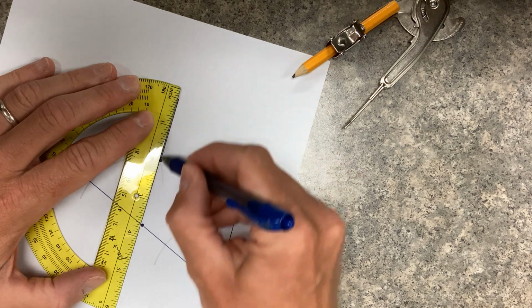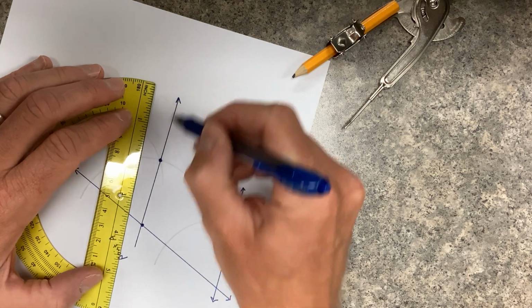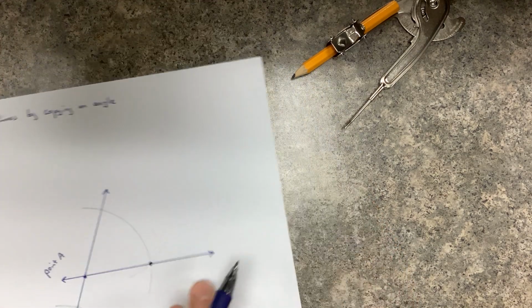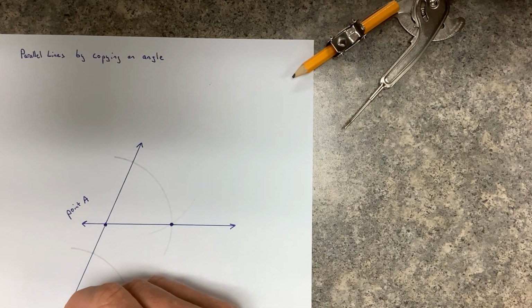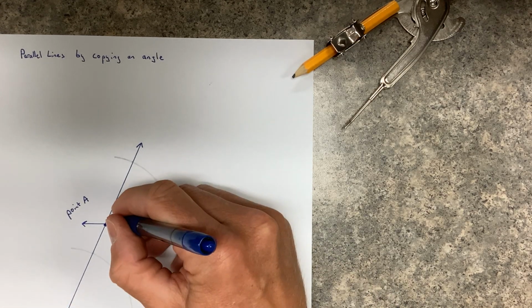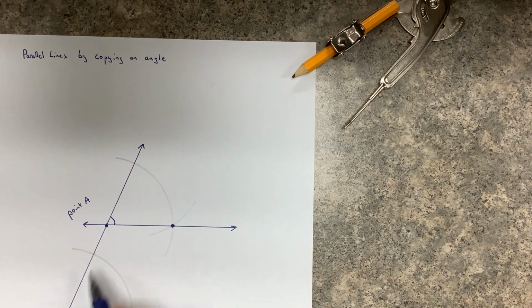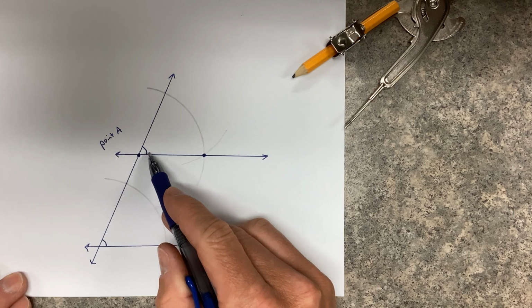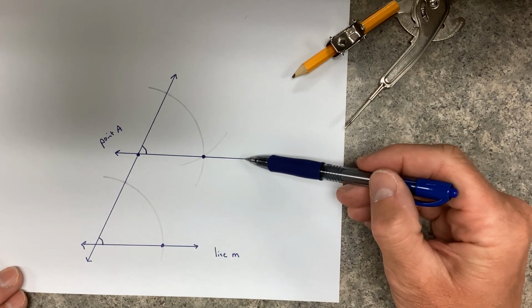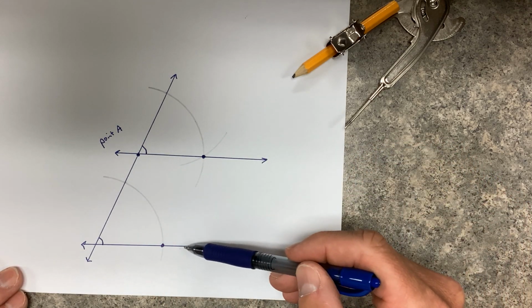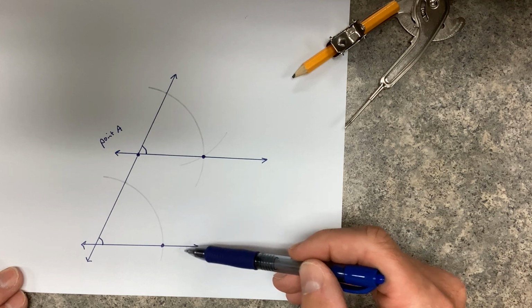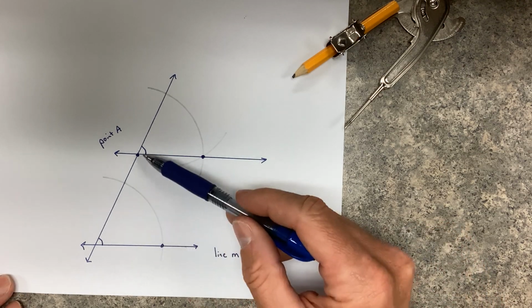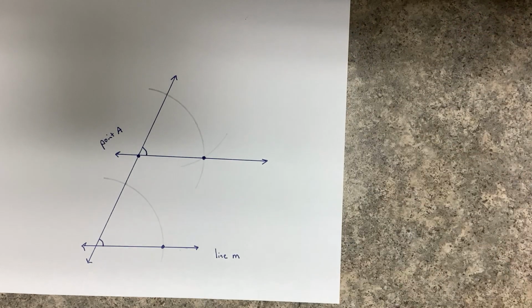And essentially what I did was I copied that angle. It's the same procedure we did for copying the angle. That angle is equal to that angle. These angles would be corresponding, and congruent corresponding angles will force this line to be parallel to this line. Again, I made that angle, that angle.